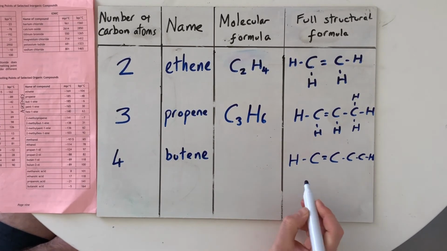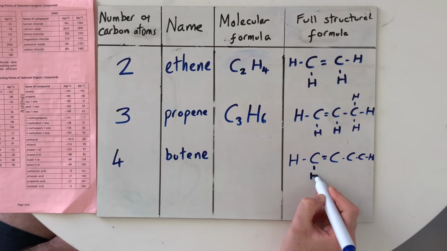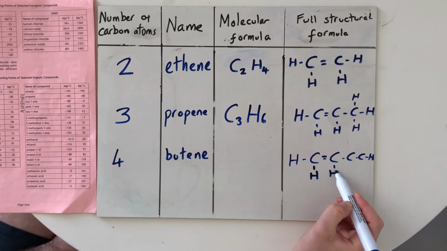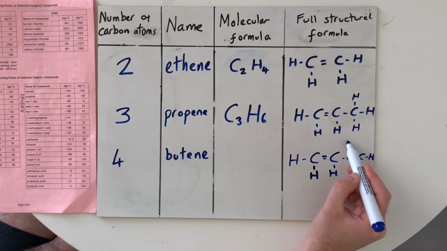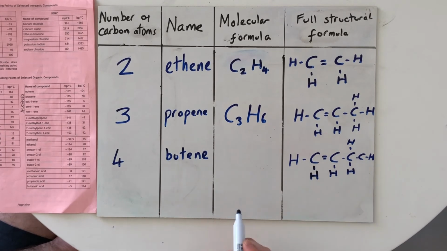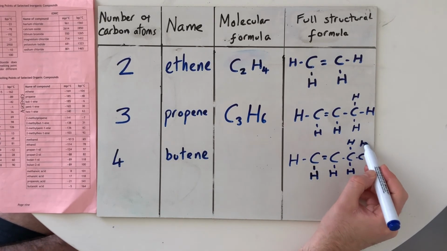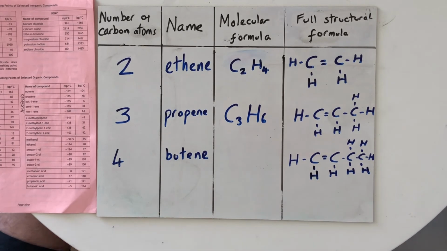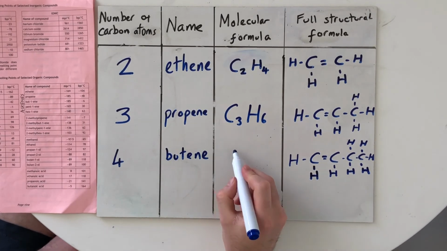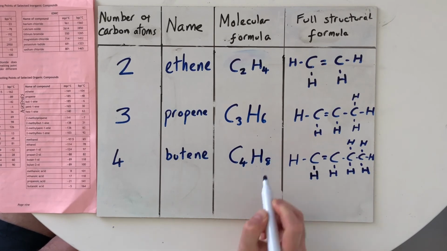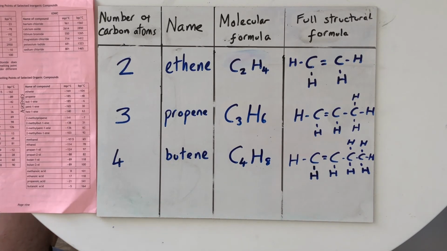Now let's make sure the number of hydrogens we add is correct. This carbon's made 3 bonds, which means we need another hydrogen. This carbon's made 3 bonds, so we need another hydrogen. This carbon here has made 2 bonds, so we need 2 other hydrogens. This carbon here has made 2 bonds, so we need 2 other hydrogens. So now every carbon has made 4 bonds and every hydrogen has made 1 bond. So that would be C4H8.